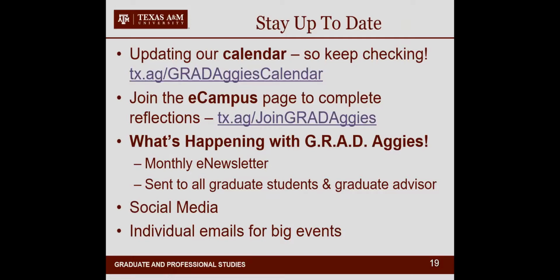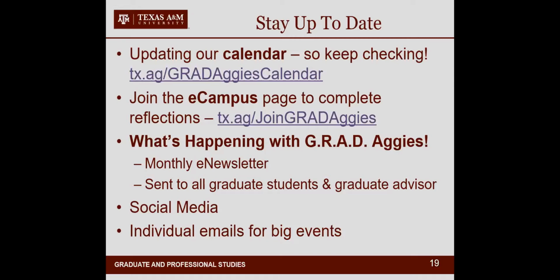All right, so how to stay up to date with what's going on with Gradggies. One, we are constantly updating our calendar. Every day we can get new sessions shared to us from our collaborators, so keep checking. I don't know how to do it step by step, but if you use Google Calendar, you can subscribe to our calendar so that it populates. Join our eCampus page so that you're ready to go. When you do start attending events, you can complete those reflections and earn the credit.